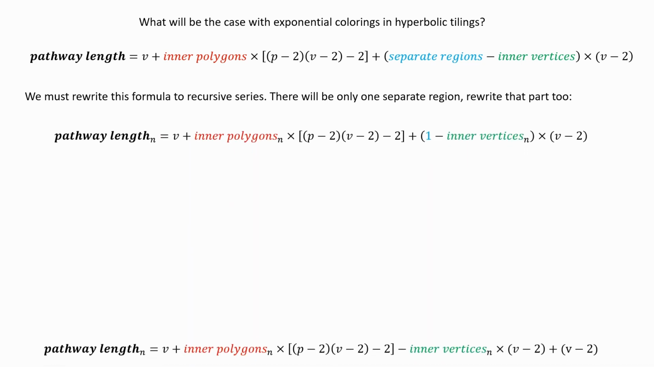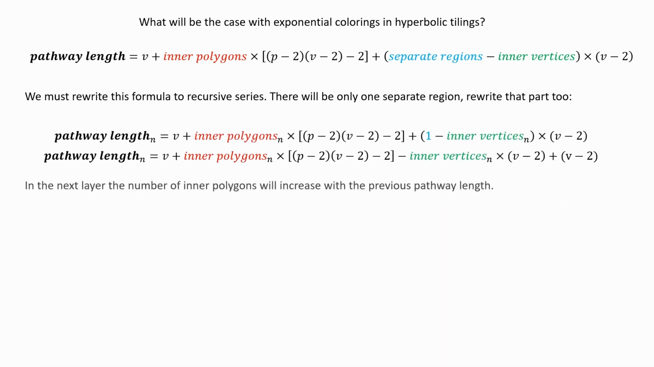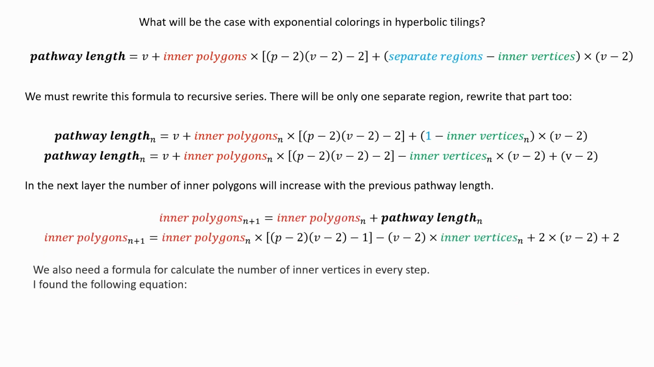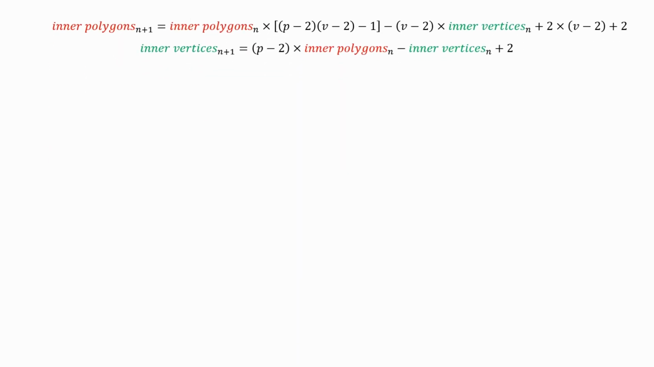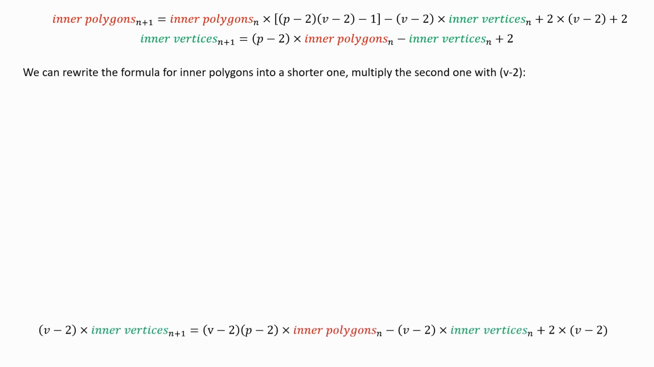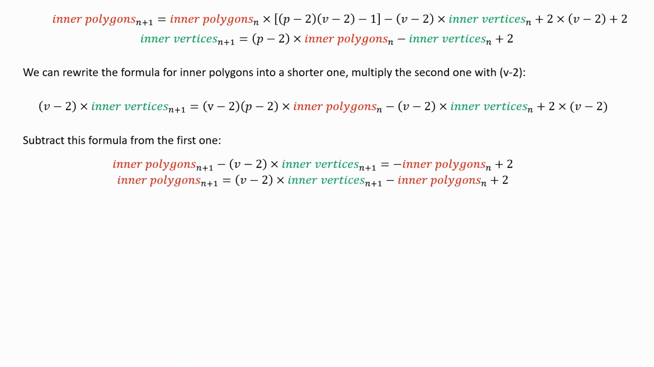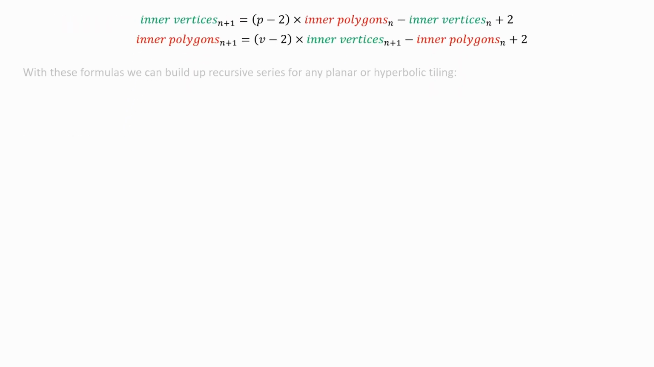In the next layer, the number of inner polygons will be increased by the previous pathway length. We also need a formula to calculate the number of inner vertices in every step. I found the following equation. We can rewrite the formula for the number of inner polygons. With these equations, we can build up recursive series for any planar or hyperbolic tiling.